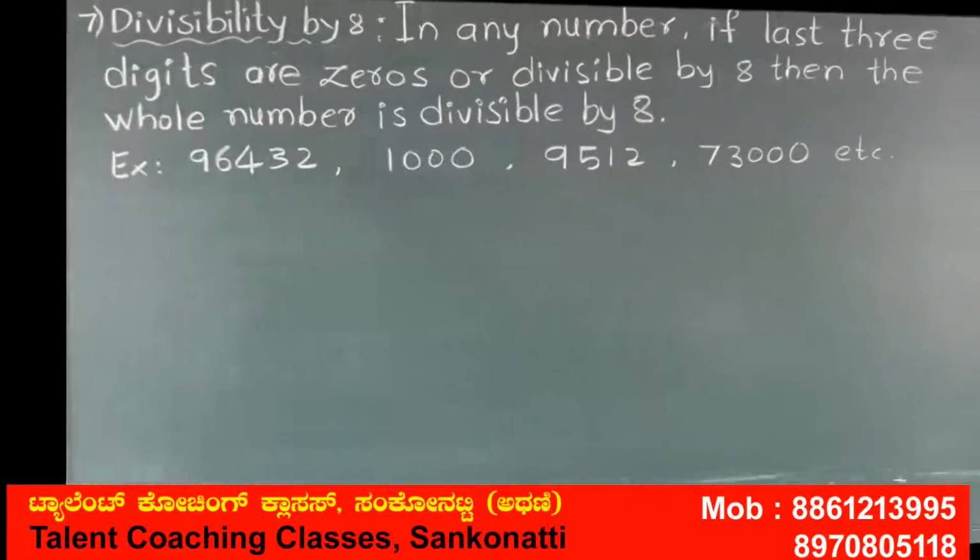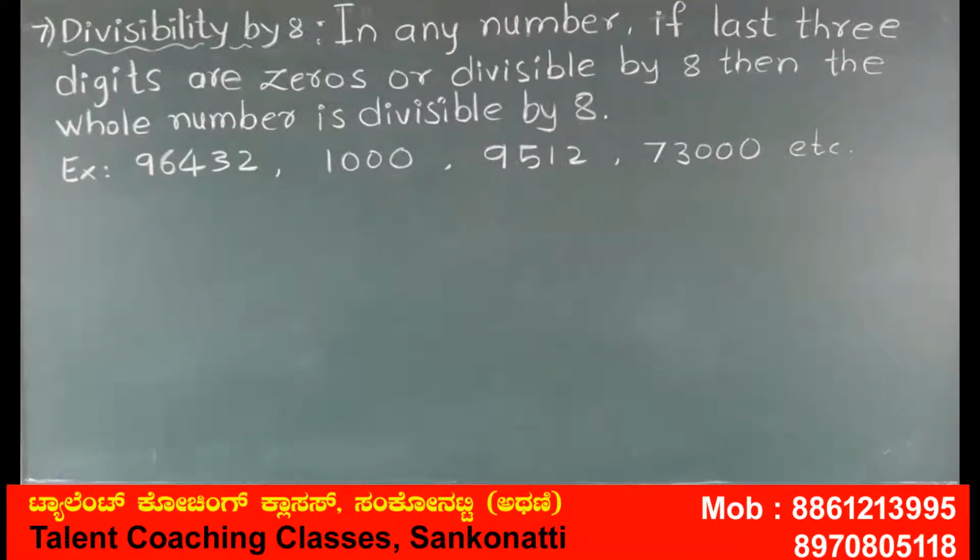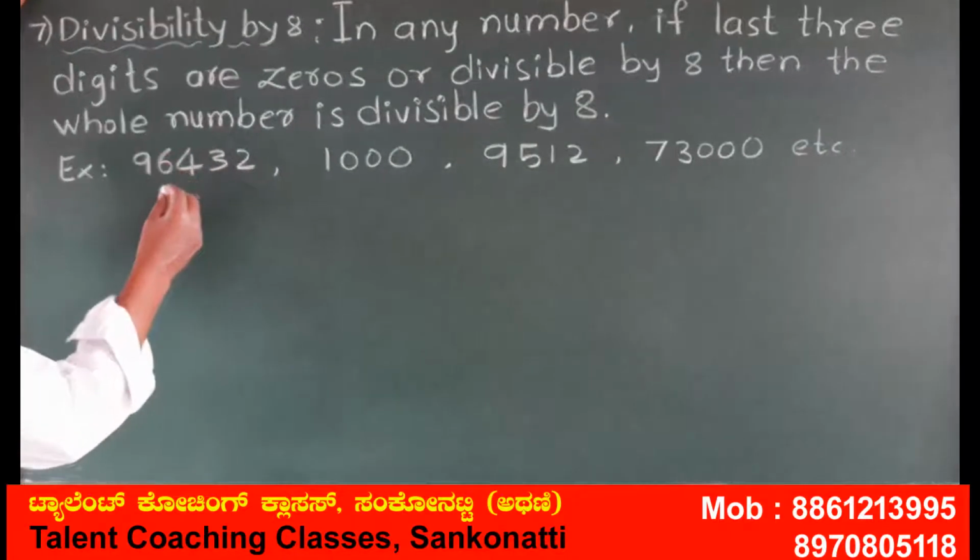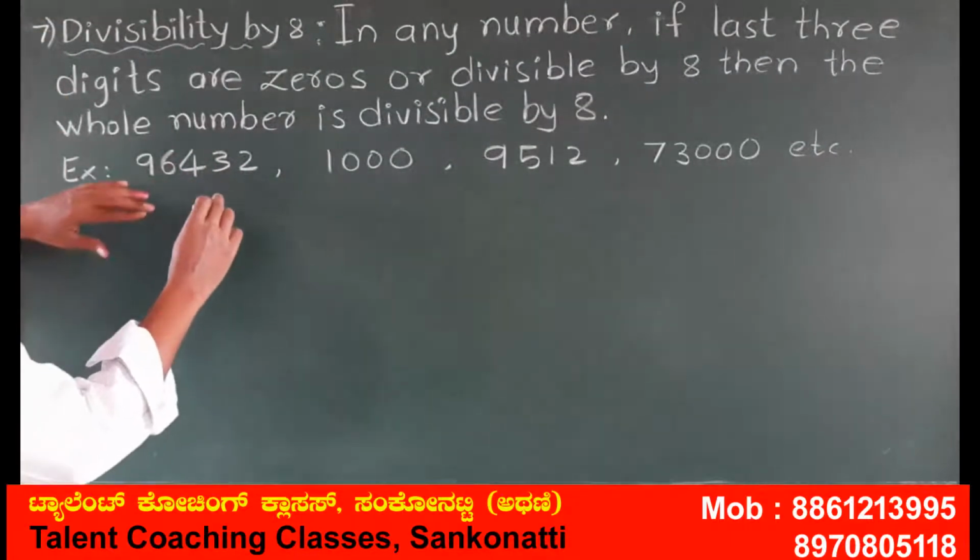Now we'll check divisibility by 8. In any number, if the last 3 digits are zeros, or the number formed by the last 3 digits is divisible by 8, then the whole number is divisible by 8. Now we'll check. In this number, the last 3 digits are not 0.